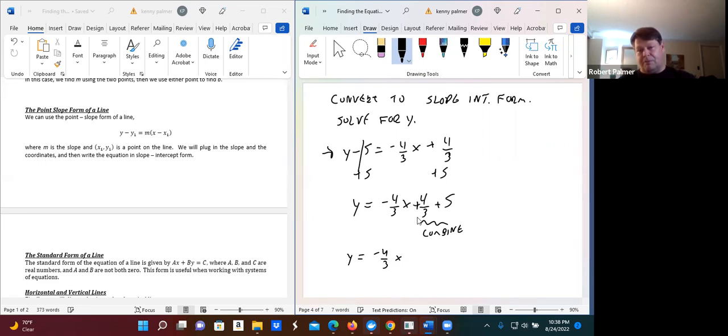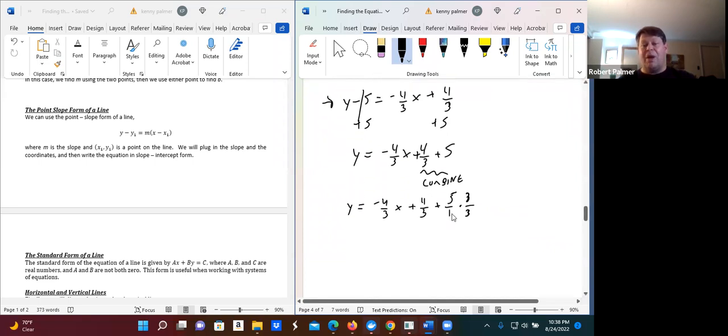Oops, I need a plus right there, sorry. Plus, then we have 4/3. Now 5, the way to do that, remember, is to multiply, this is 5 over 1. I want a denominator of 3, so multiply the top and bottom by 3. And remember, that doesn't change it, that just allows me to write it in a different form. It will match this so I can combine them.